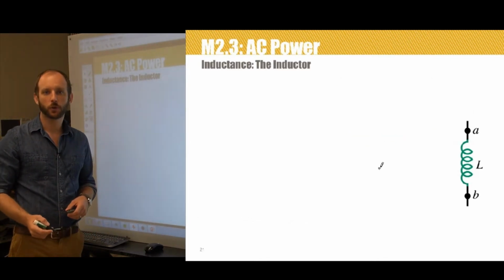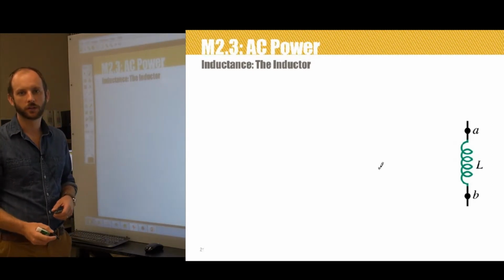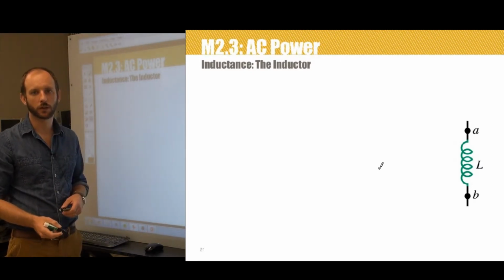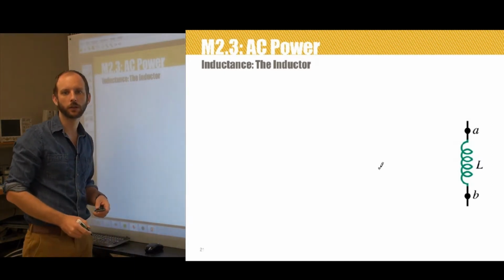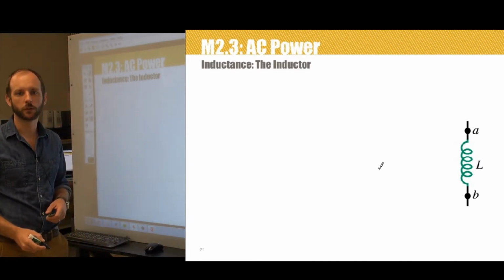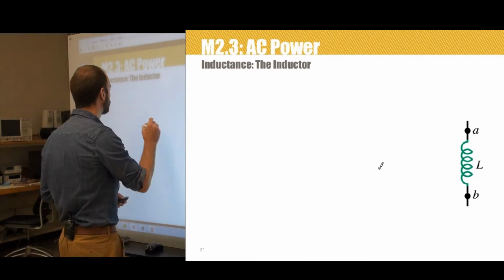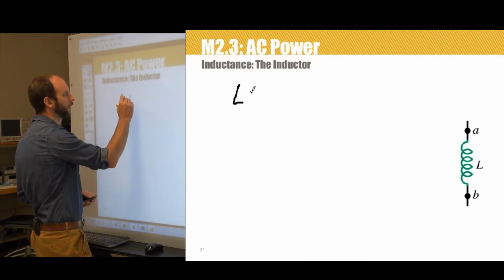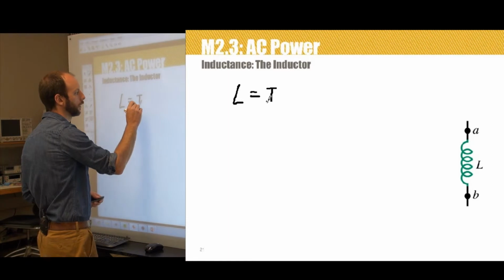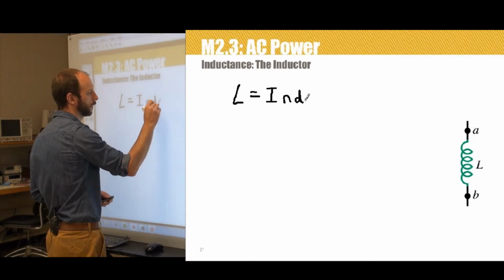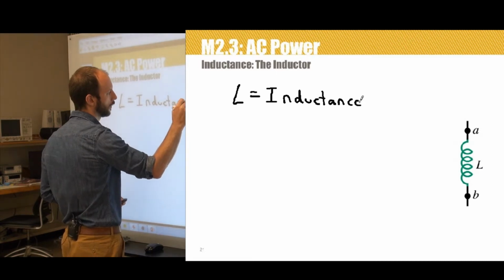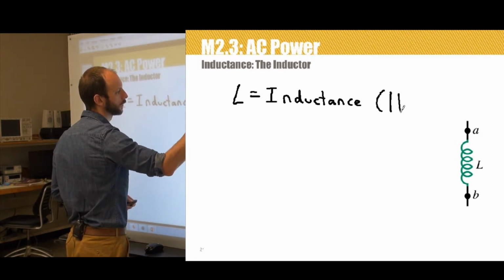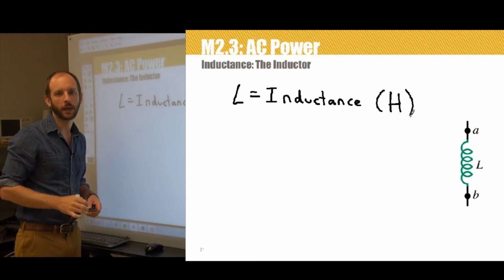The passive electrical component that implements inductance as a circuit element is called the inductor, and is depicted using this kind of squiggly circuit element here, where L denotes the value of inductor and is measured in henries. L is inductance, and is measured in units of henries.